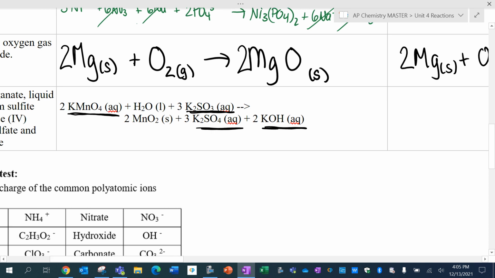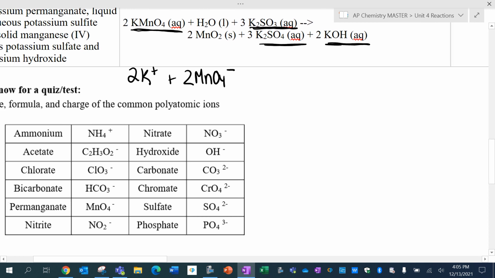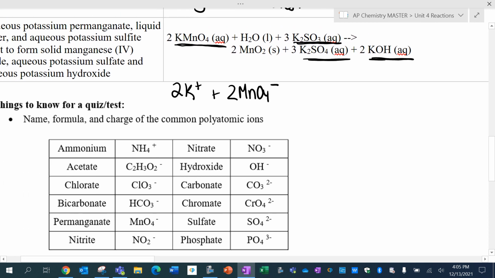So 2KMnO4, that is 2 potassium ions and 2 MnO4 minus ions. What's MnO4, if you're curious? It's permanganate. I guess it says it over here in the name too, permanganate, MnO4. So it's one of those polyatomic ions we want to be familiar with. Okay, and they're going to react with liquid water.